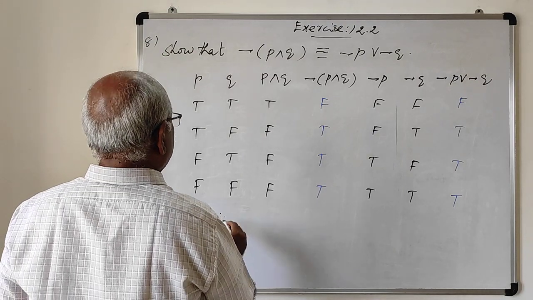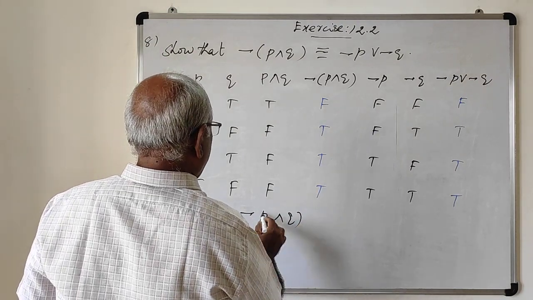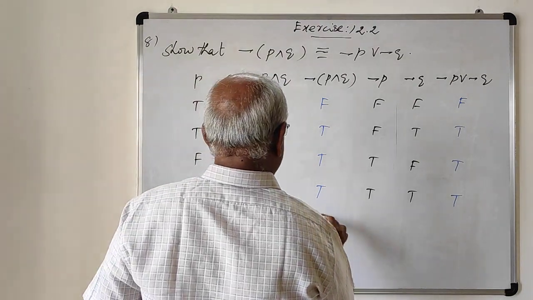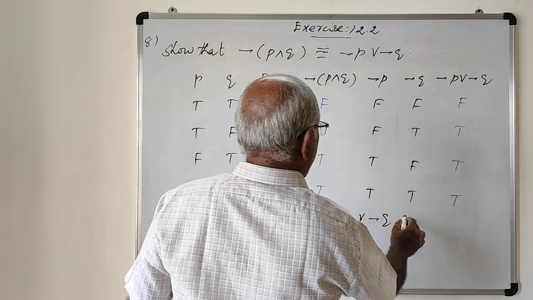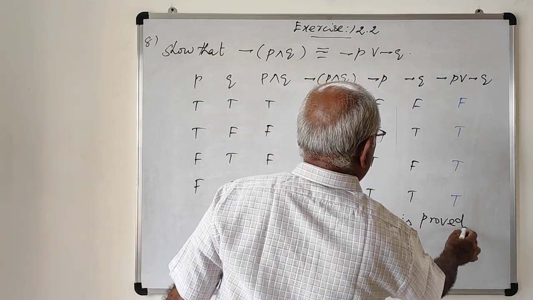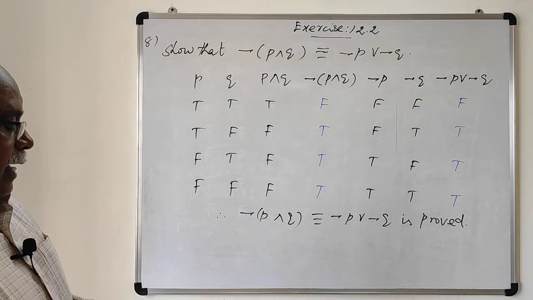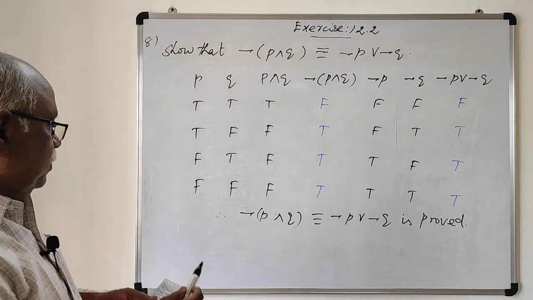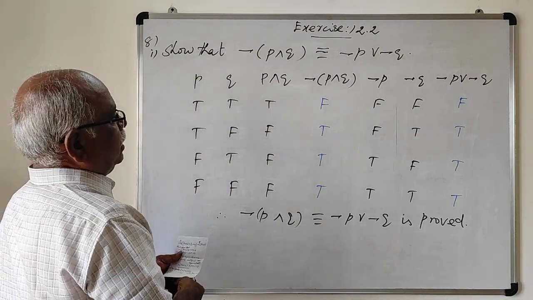Therefore, negation of P conjunction Q is equivalent to negation P, disjunction negation Q. Proved. That's all. Next problem, the second subdivision. In the eighth problem, the second subdivision we are going to see.